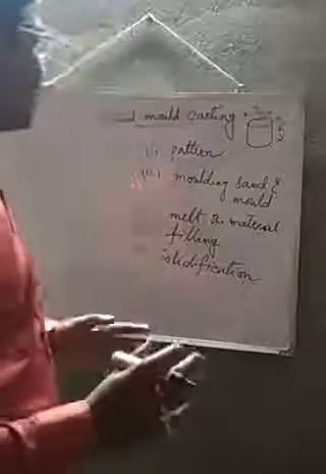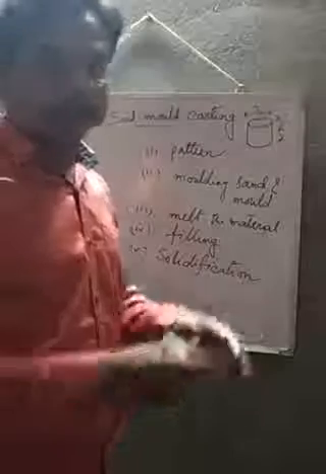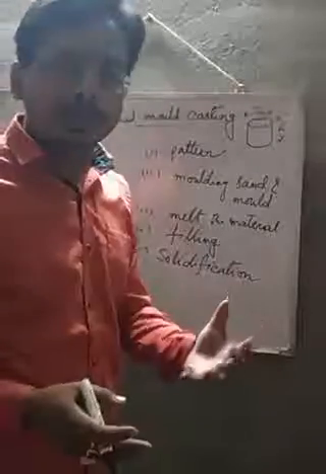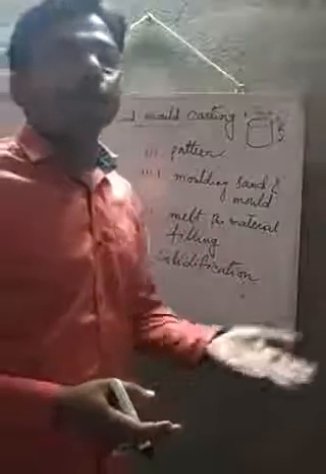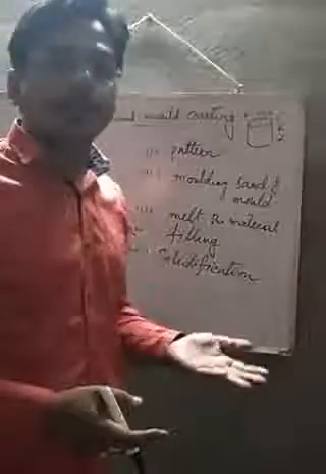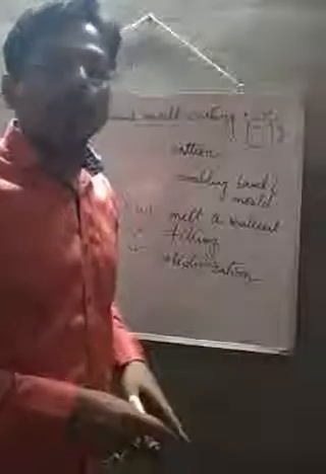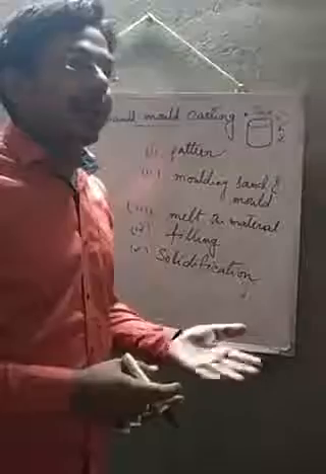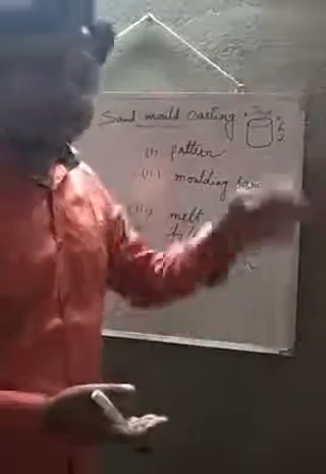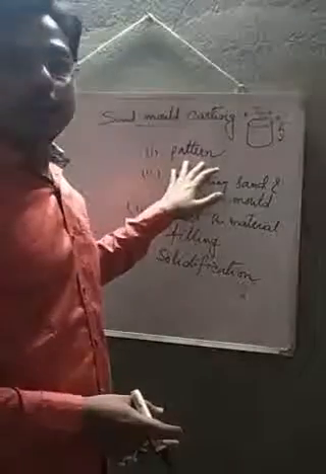You know the names of the different types of patterns. For a very simple shape or a very small product, we use the single piece pattern. Sometimes we use the split pattern, which may have two halves or more than two halves. The lower one we place in the drag flask, the upper one in the cope flask, and if there are more than two, the middle one we place in the cheek flask. So this is called the split pattern.